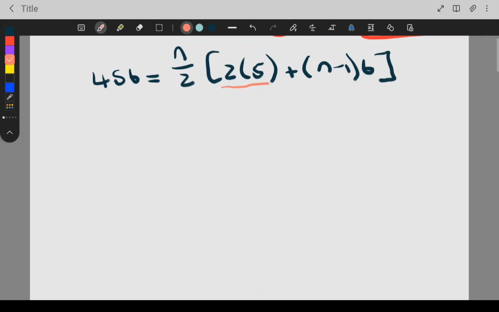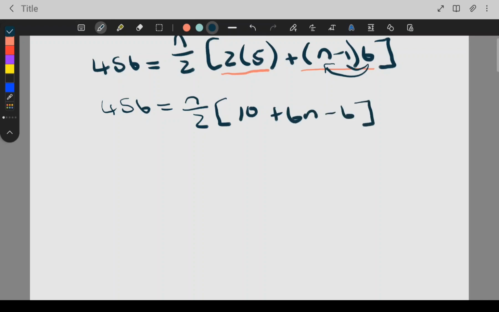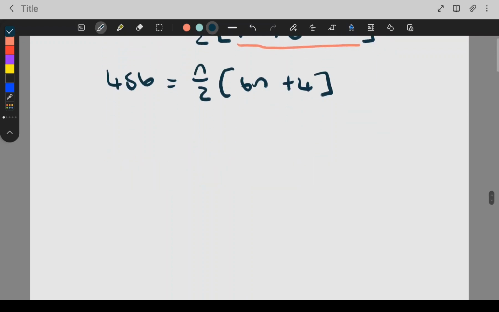Let's simplify that and simplify that. 456, n over 2. Simplify. So this is going to give me 10. This times this is plus 6n. This times this is minus 6. Okay, the next step is, let's add the like terms in this bracket. 456, n over 2, 6n plus 4. Okay, that's what we have so far.